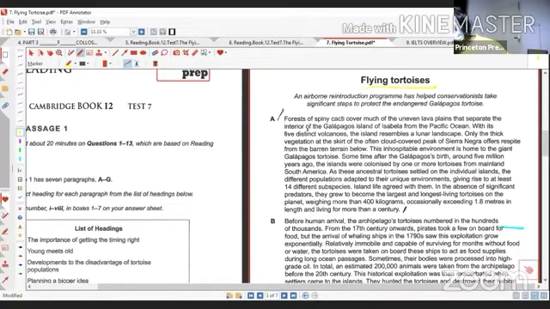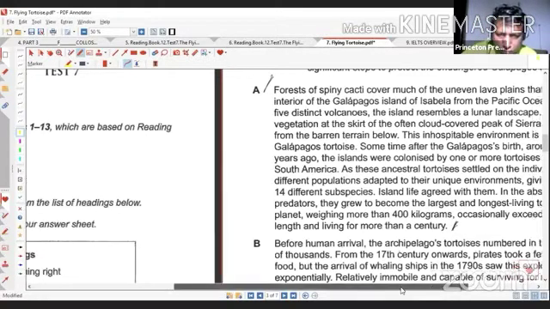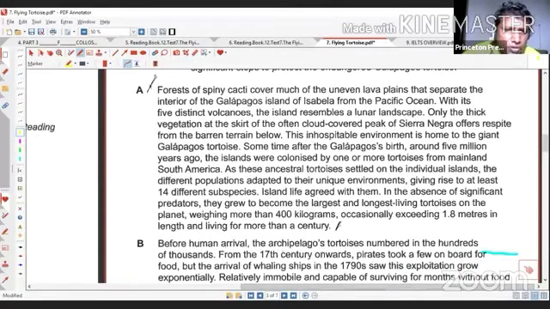Forest of spiny. Okay, let's read it together. Here, just a moment. Here. Okay, you see, forests of. I'm having some problem here. Probably I won't be able to have. Oops.